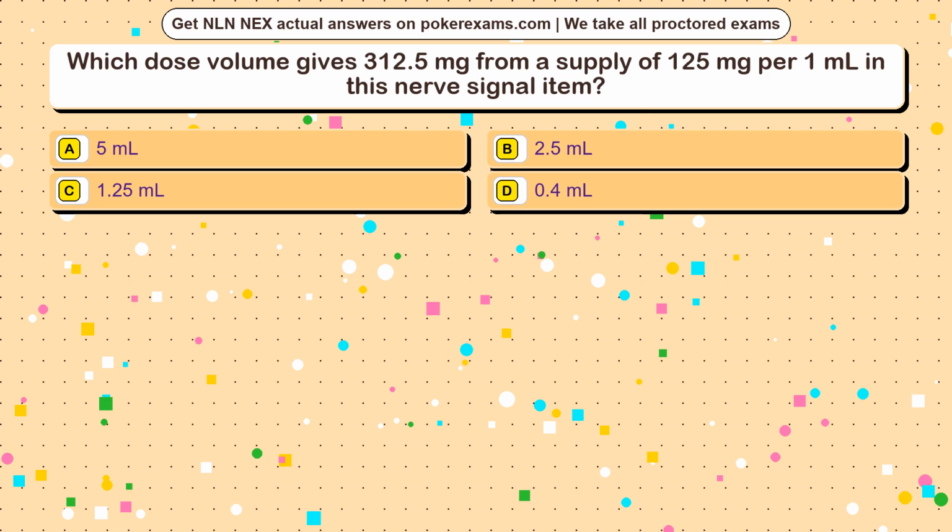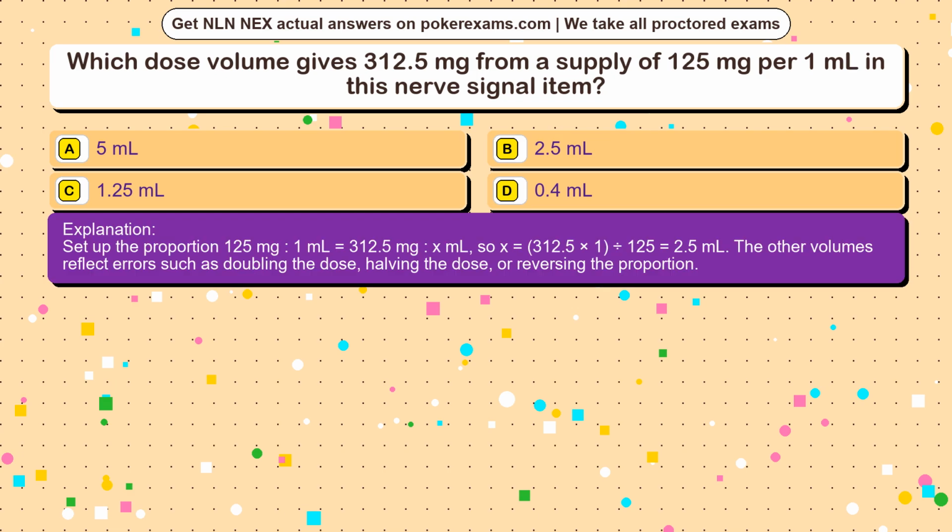The correct answer is option B. Set up the proportion: 125 mg per 1 ml equals 312.5 mg per x ml, so x equals 312.5 times 1, divided by 125, equals 2.5 ml. The other volumes reflect errors such as doubling the dose, halving the dose, or reversing the proportion.